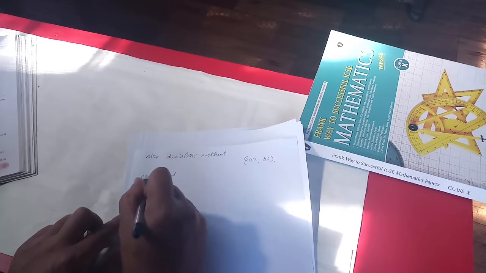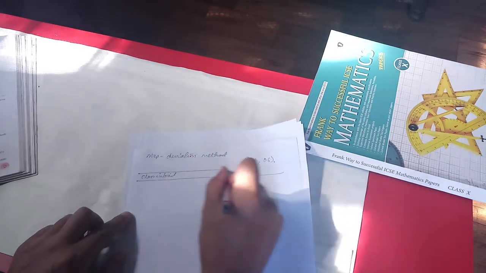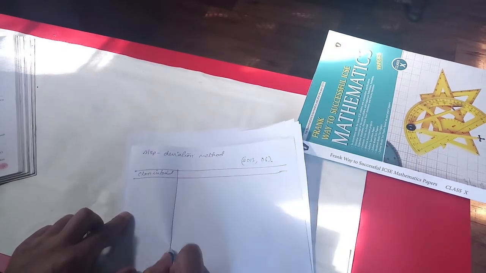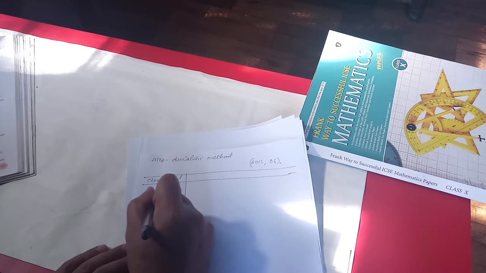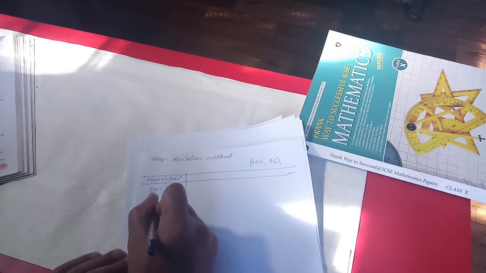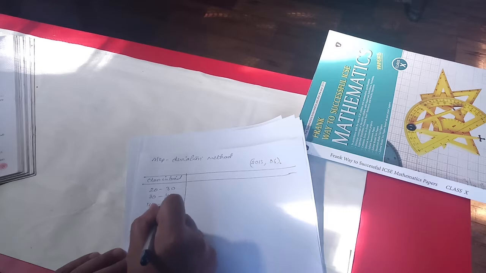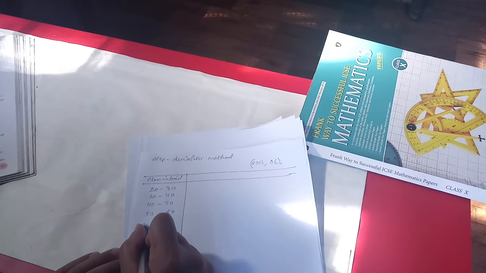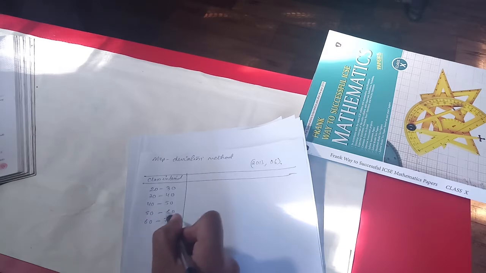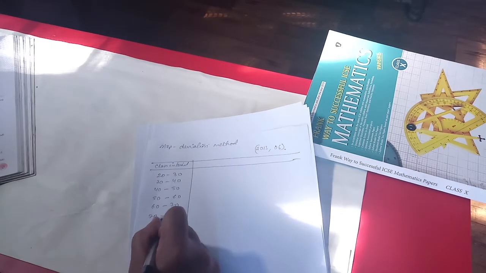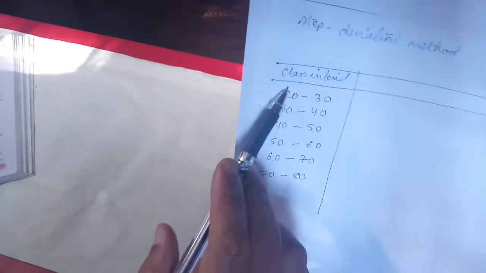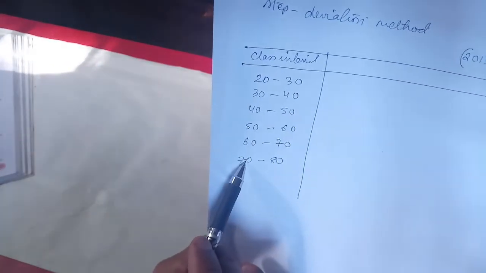So let us write down the class interval in the tabular form. I am writing this directly. It is given 20 to 30 is the first class interval, 30 to 40, then you have got 40 to 50, 50 to 60, 60 to 70, then you have got 70 to 80. So there are altogether how many class intervals? 1 2 3 4 5 6.